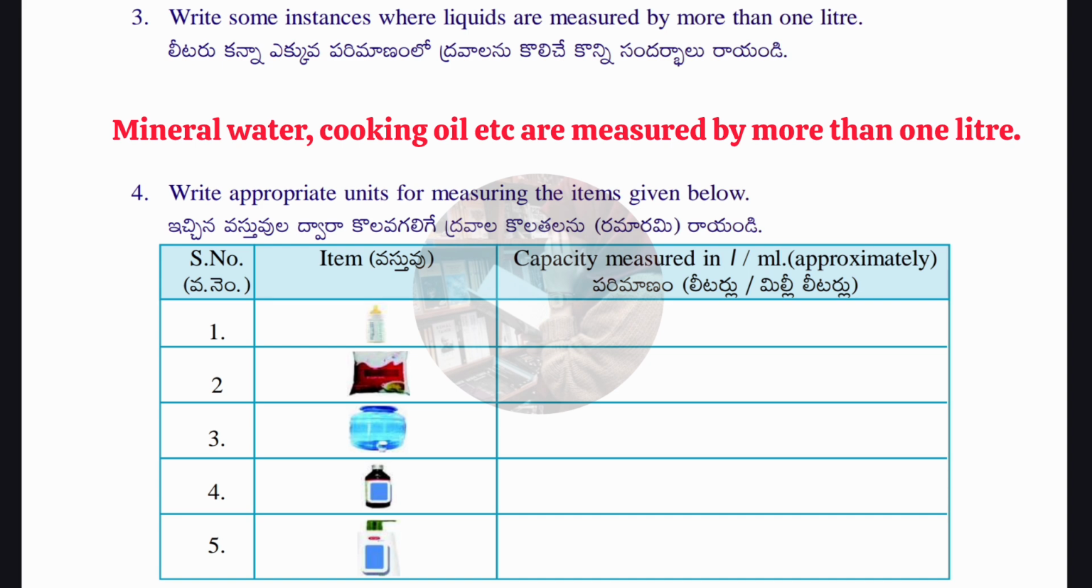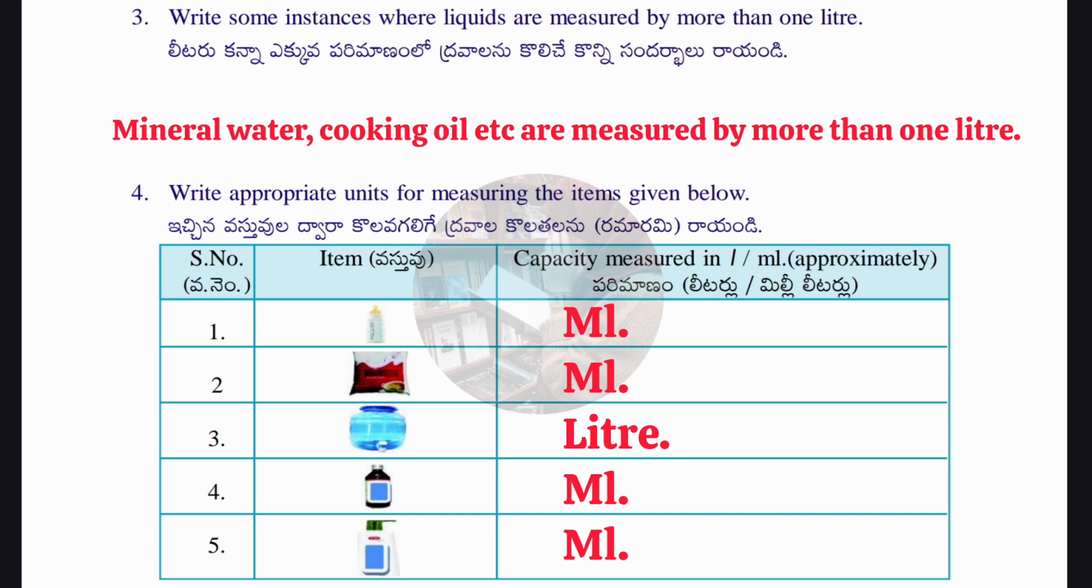Again, let's see the fourth question, which is to write appropriate units for measuring the items given below. Here some items are given, so we have to write down in which units they are measured. One table is given which has three columns: serial number, item and capacity measured in liters or milliliters. We have to write it down. So let's see the answers, guys. Please write it down carefully. ml means milliliter, then L means liter. Please write it down carefully.